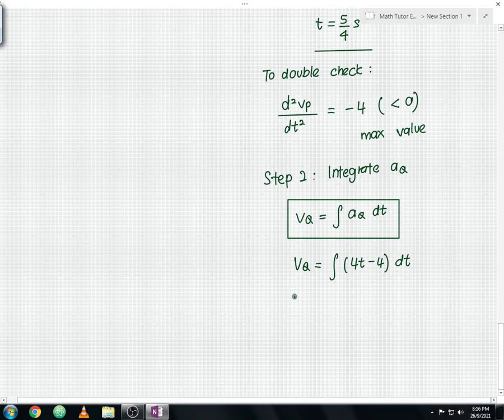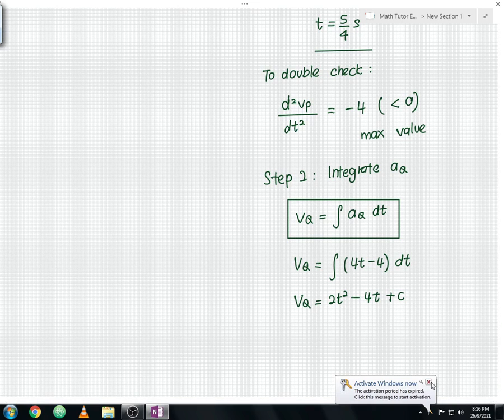So from here you get velocity Q is equals to 2t square minus 4t. Since this is an indefinite integral, don't forget to put the plus c over here. Always remember this, guys. So from here up until now, I hope you guys understand the working.